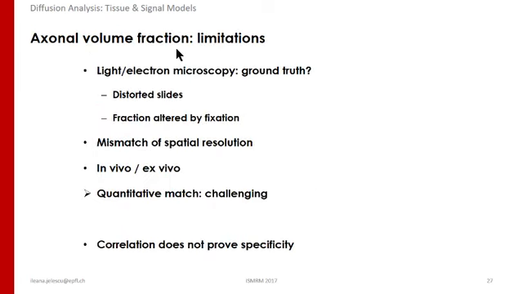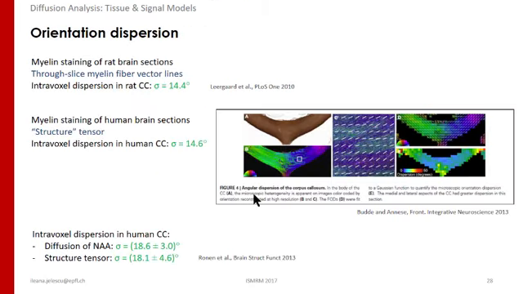However, there are some limitations to validating external volume fractions against light and electron microscopy. First of all, are these really the ground truth? You can have distorted slides. Your fraction can be altered by fixation, so you also have to be careful there. You have a really strong mismatch of spatial resolution between the two methods. And typically, you're sometimes comparing in vivo to ex vivo. So the quantitative match remains very challenging. And again, I want to stress that correlation does not prove specificity or quantitative agreement between the metrics, so you also have to be careful.